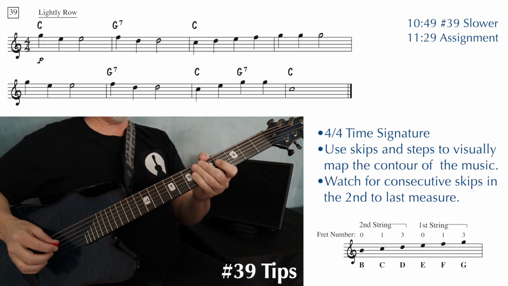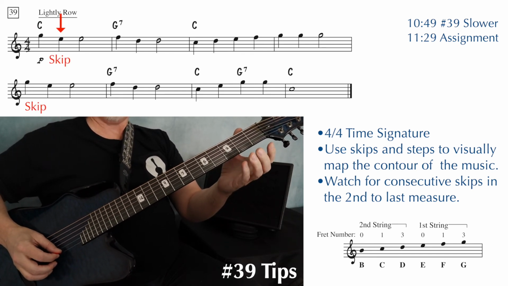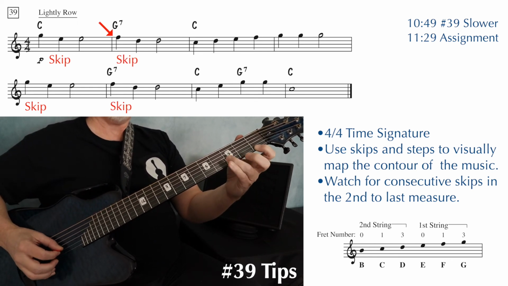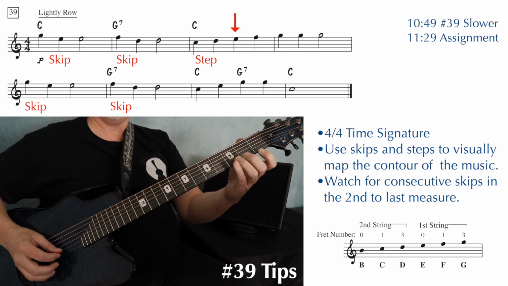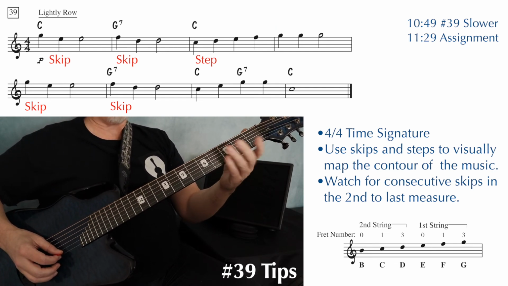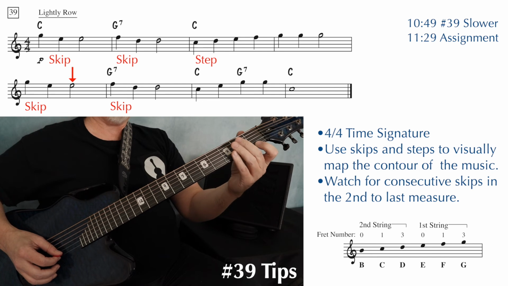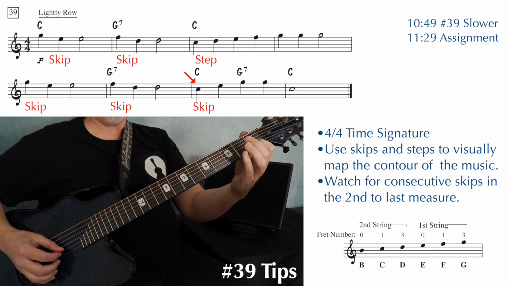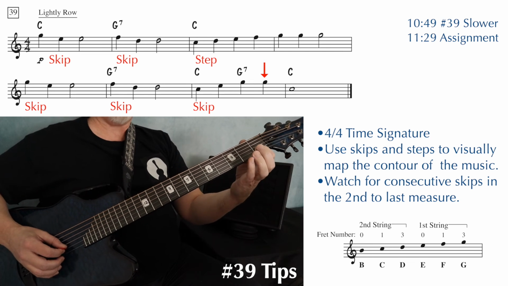The beginning of each line of Lightly Row starts off with skips. So we have G, E, E. So that's a skip. Second measure, we skip from F to D. Measure 3 and 4, it's all steps. Beginning of the second line is just like the beginning of the first line, so skip from G to E, skip from F to D, and we have a few skips in a row here. We have C to E to G, and then a skip back down to C at the end.